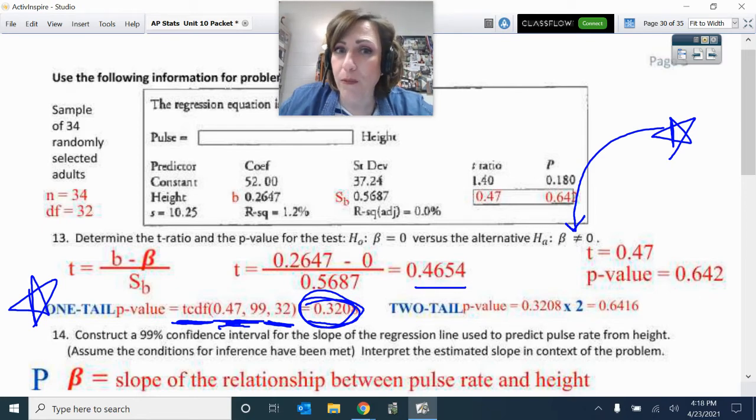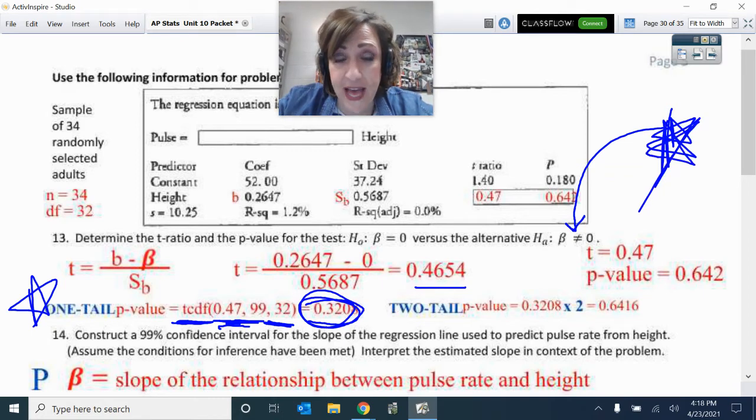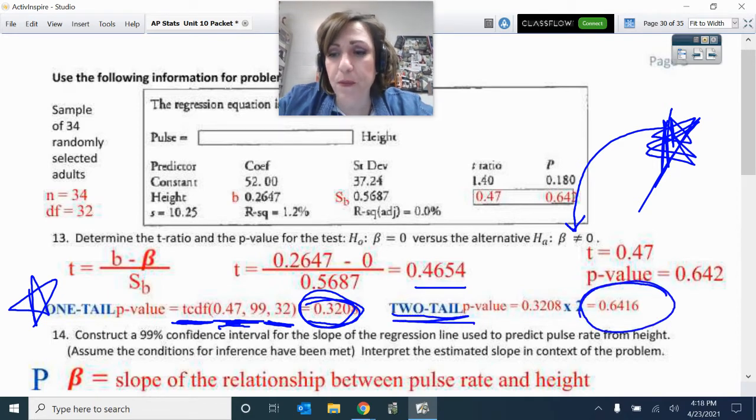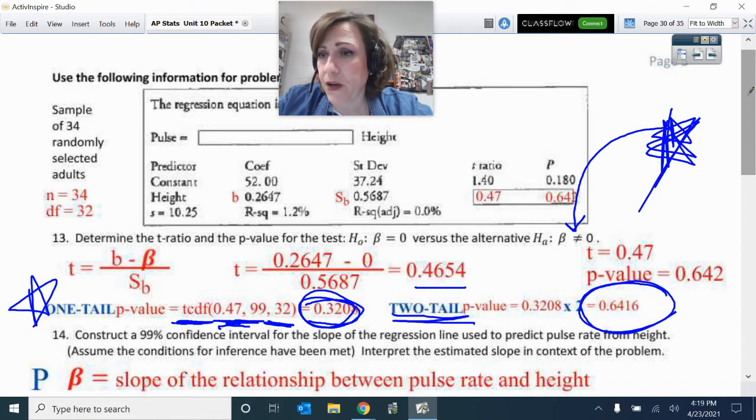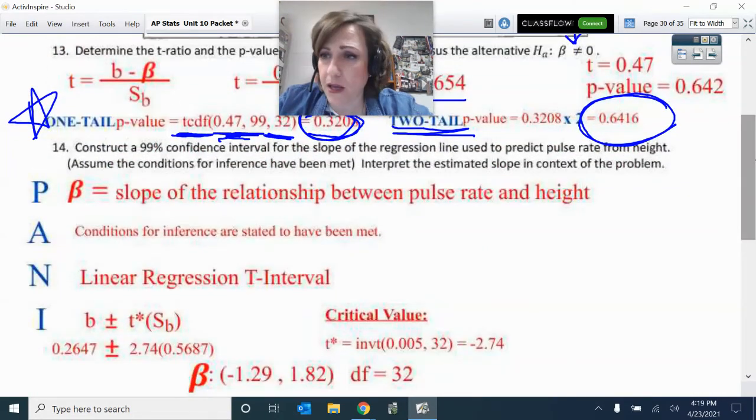Okay. But lo and behold, I remember, don't forget to double the tail p-value. So two tails' worth of p-value is double that, 0.6416. So 0.642 is the two-tailed p-value. Very, very unusual, very big.